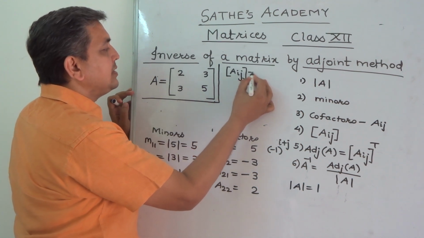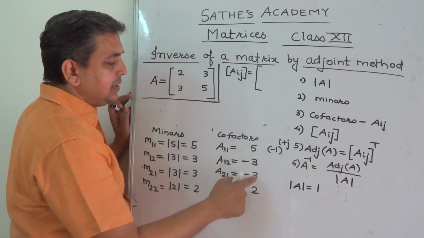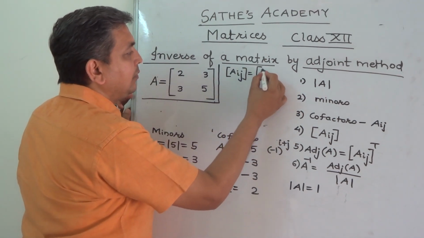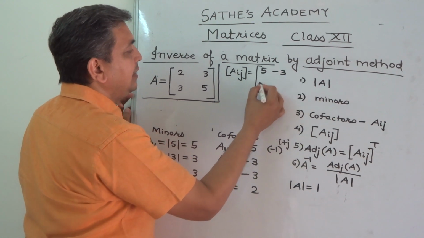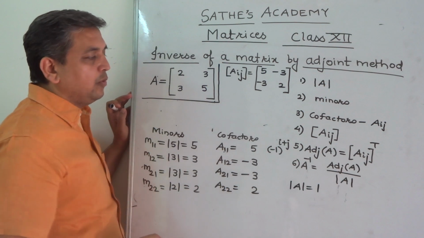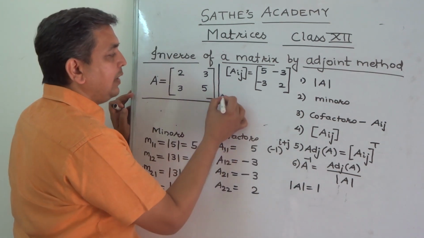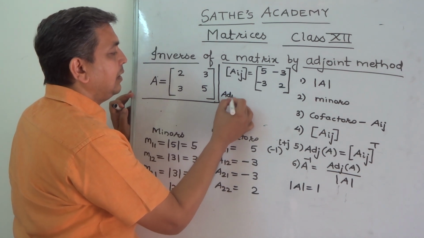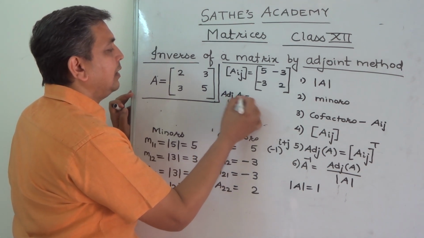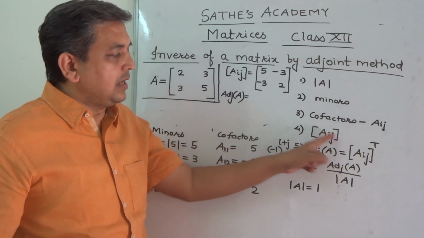What are the cofactors here? 5, -3, -3, 2. 5, -3, -3, 2. This is the matrix of cofactors. Then the fifth step, adjoint of A. This is the transpose of this earlier matrix.